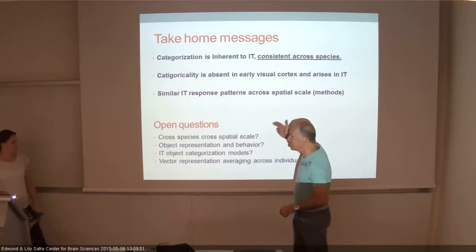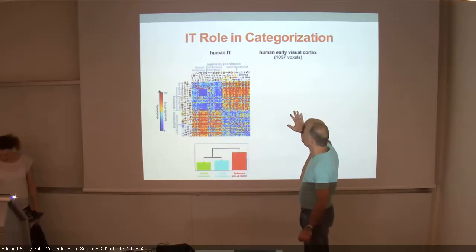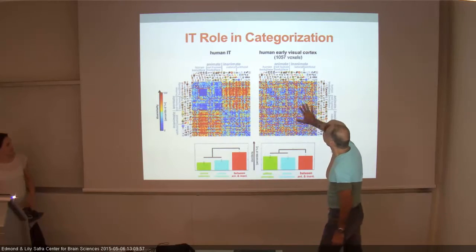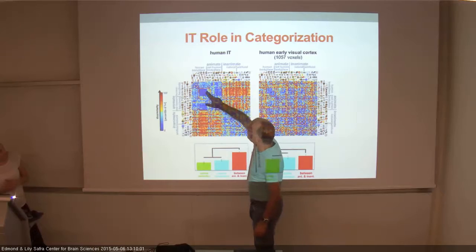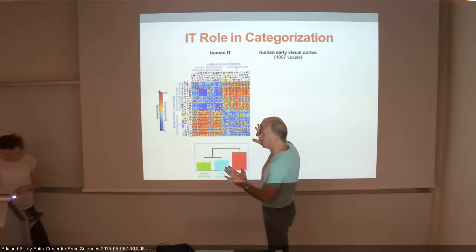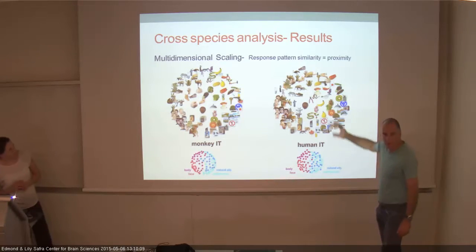You mentioned, if you can bring up one of the slides showing the RDMs. Yeah, that's good. That's V1 and that's IT. You see that there's a cluster here, maybe, when you have the multidimensional scaling. So this is the human one. That's from the IT.